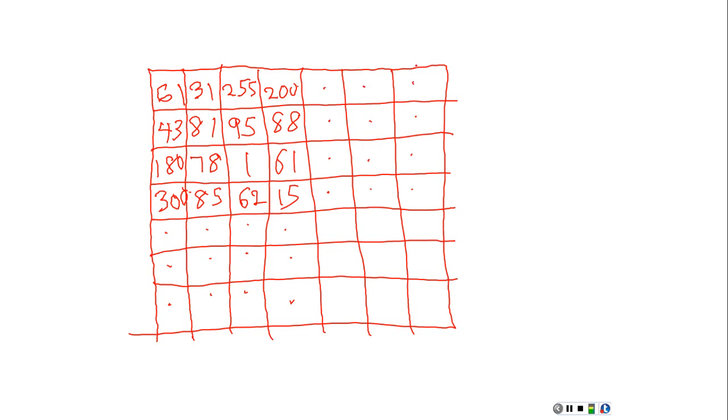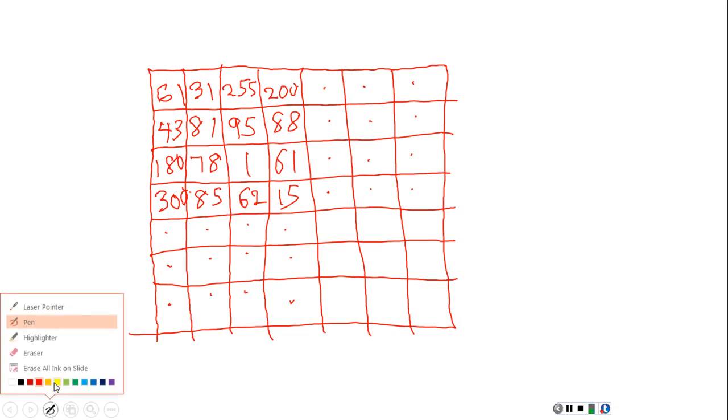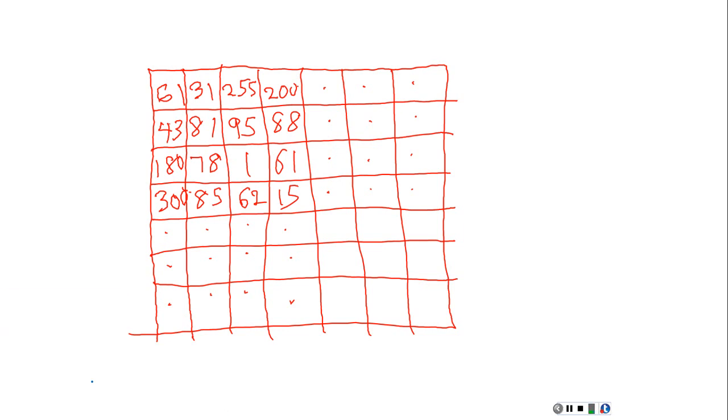So let's choose a different color, maybe blue. Let's say we want to apply the 3x3 window to, let's say, 95, or let's say to 1. Okay, so 1 is a very low point, and we know that this data has random noise, which is a salt and pepper noise.